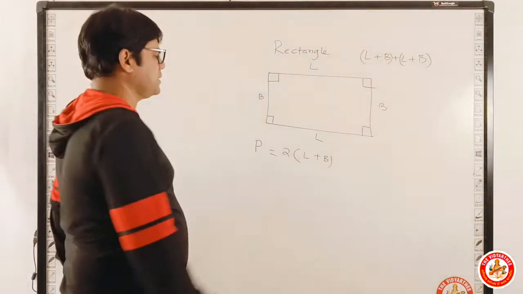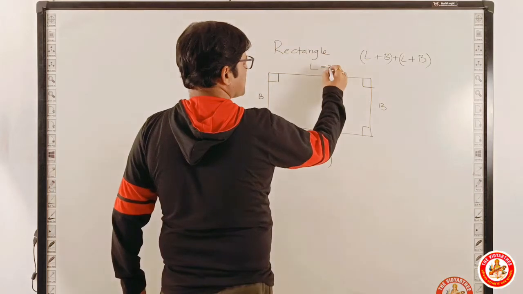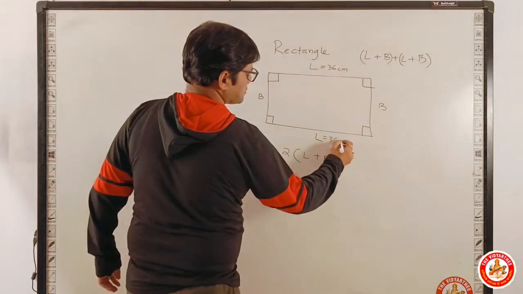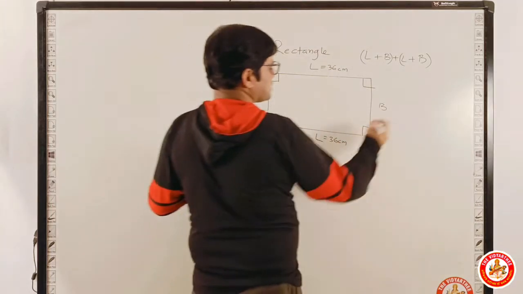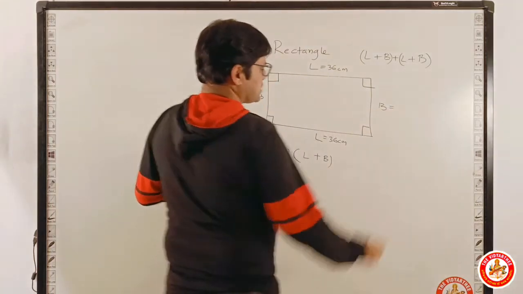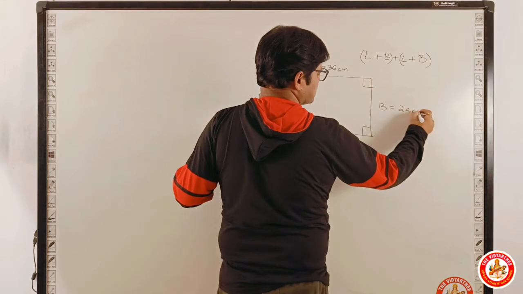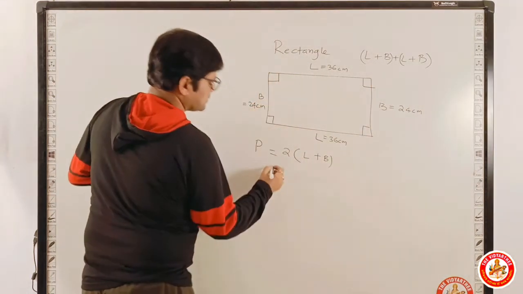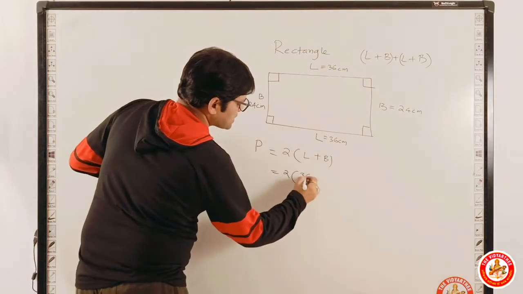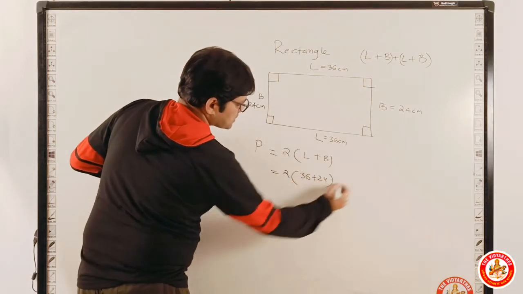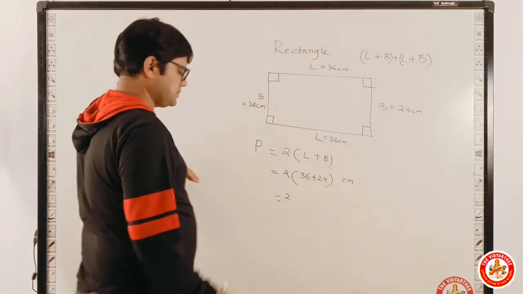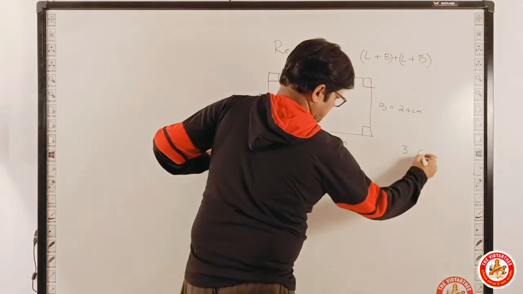For example, if the length is say 36 centimeter, right? And if the breadth is say 24 centimeters, the perimeter will be 2 times of 36 plus 24 centimeter. So what is 36 plus 24? It is 60.